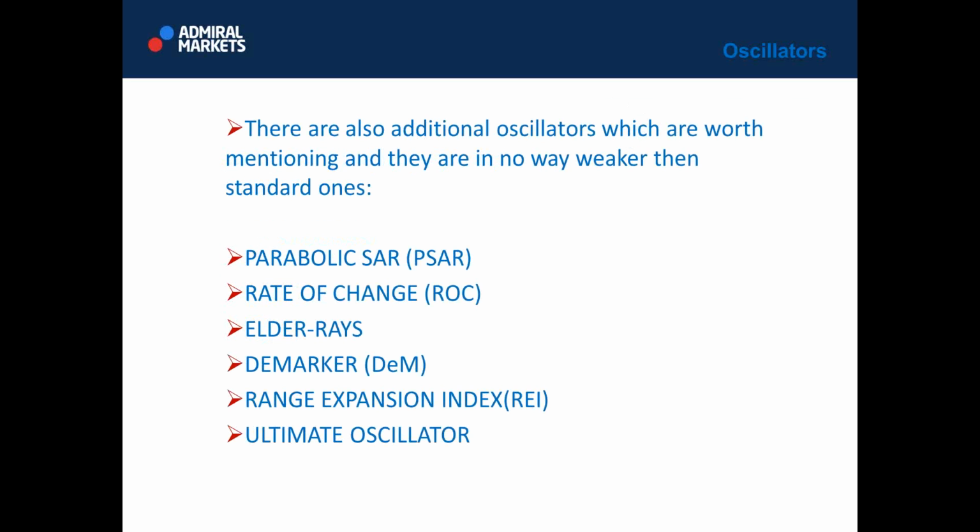I personally searched for the Range Expansion Index, REI, and it can be downloaded. Also Ultimate Oscillator, DeMarker, you should search a bit about them. Elder Ray is integrated, and Rate of Change you can download. Sometimes Rate of Change acts like an RSI, but there is a bit of difference between RSI and Rate of Change. It's very easy to find on the internet. It's not hard to find.